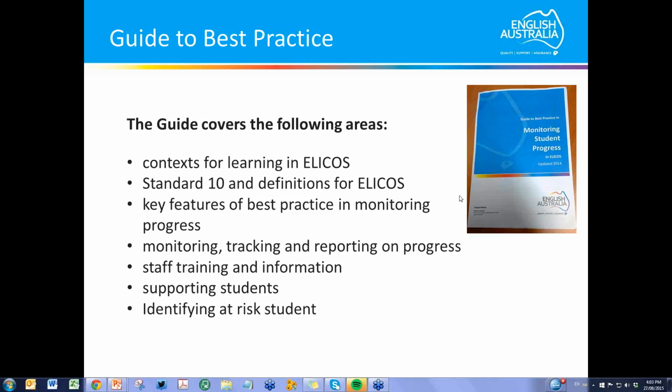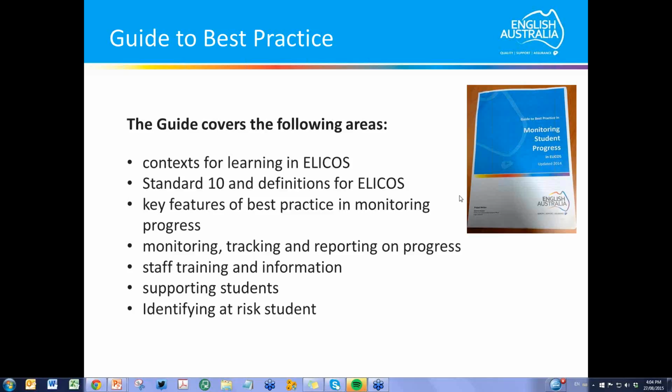For example, it starts off by setting the different contexts for learning in ELICOS. It then moves into looking at Standard 10 and definitions that apply to ELICOS. Now, as you know, Standard 10 was designed for VET and higher education courses that have clear pass and fail indicators. Now, this makes it very challenging for ELICOS providers to demonstrate compliance. The guide actually looks at how these definitions apply to ELICOS. It also then looks at key features of best practice in monitoring progress. This information was collected based on survey responses from 30 member colleges. And this means it showcases a range of examples and ways in which progress is monitored across ELICOS. It also has suggestions and some very good ideas on monitoring, tracking, and reporting on progress.